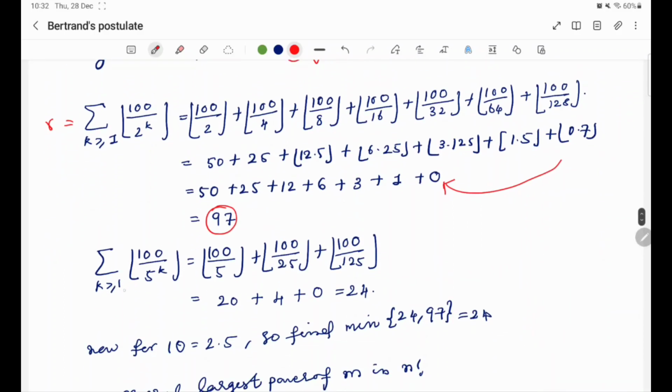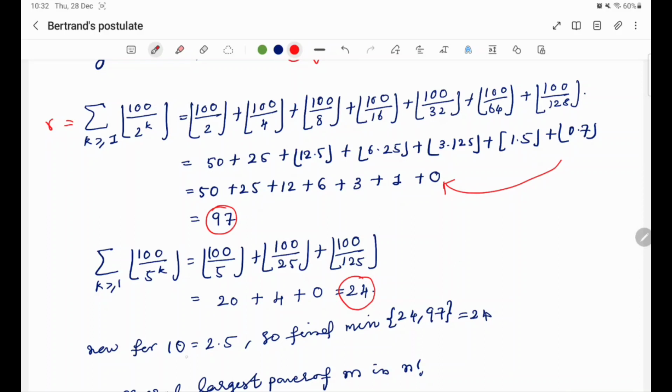Similarly for 5, 100 over 5 raised to k, you will get 100 over 5, 100 over 25. When you calculate, you get 24. So the largest power of 2 which divides 100 factorial is 97, and the largest power of 5 which divides 100 factorial is 24.